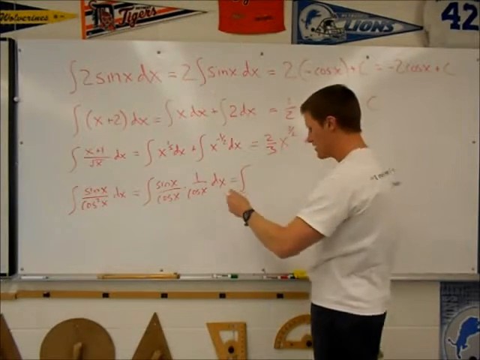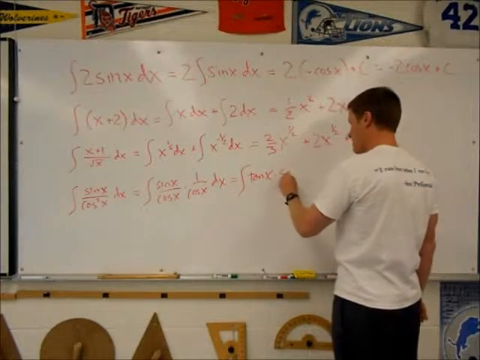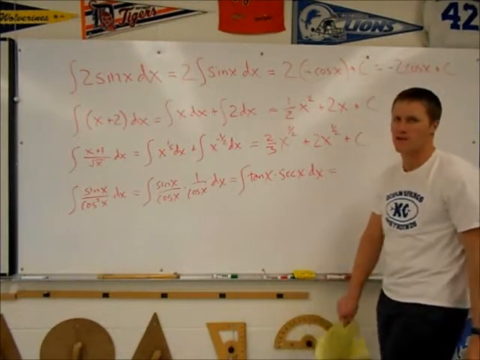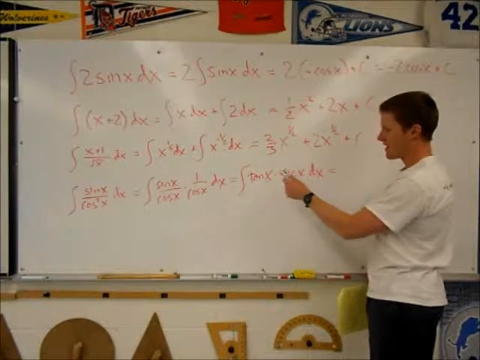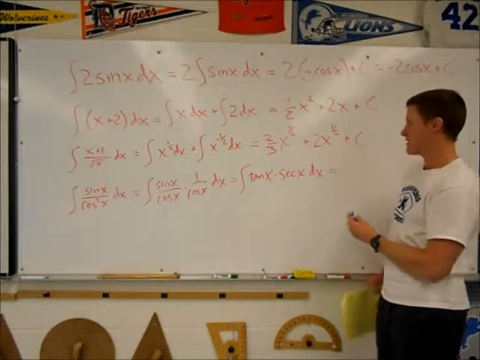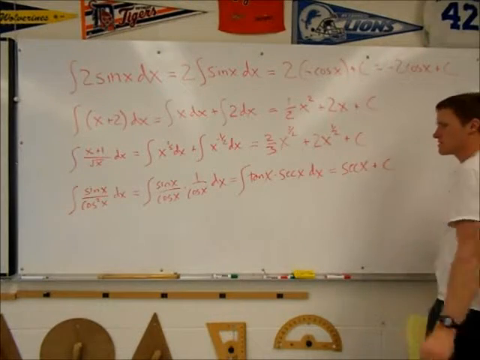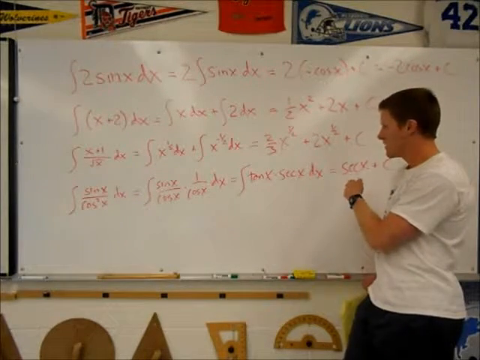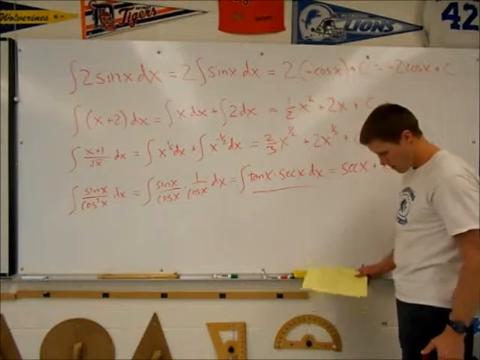Sine over cosine, also known as tangent. And 1 over cosine, also known as secant. So now, hopefully, if you've done your memory work, you know the derivative of something is secant x times tan x. And hopefully you know that that is secant x. So sometimes with trig we want to rearrange, group, and we'll get something familiar. This being the familiar thing.